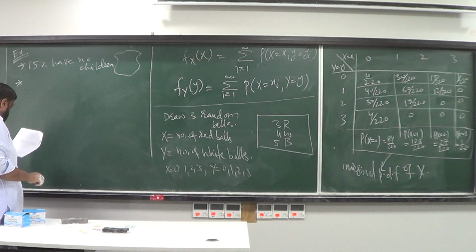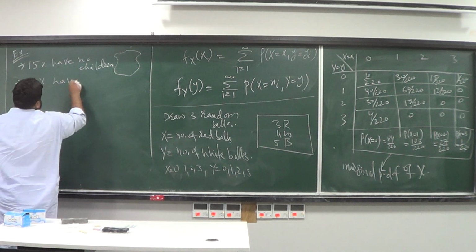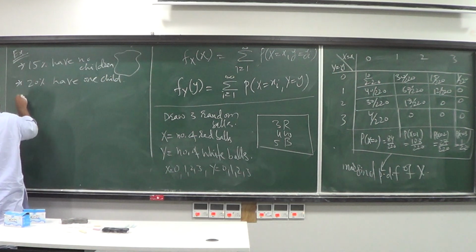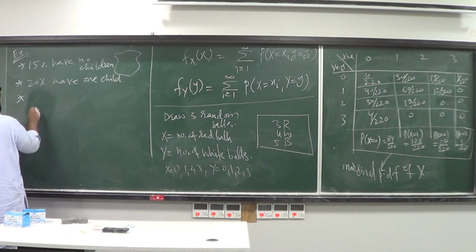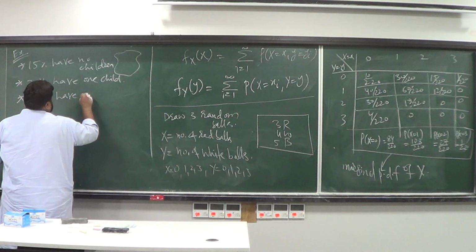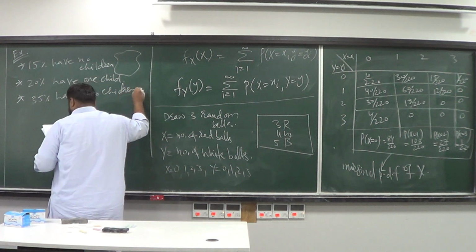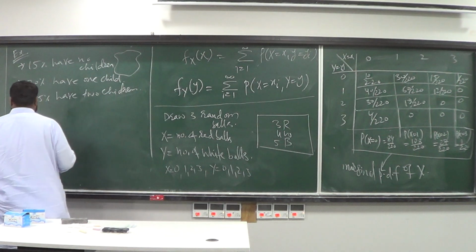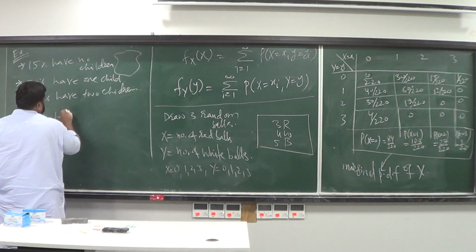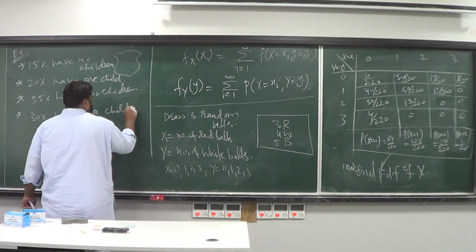Okay, so in this community, 20% have one child, 35% have two children, and 30% have three children. Okay.